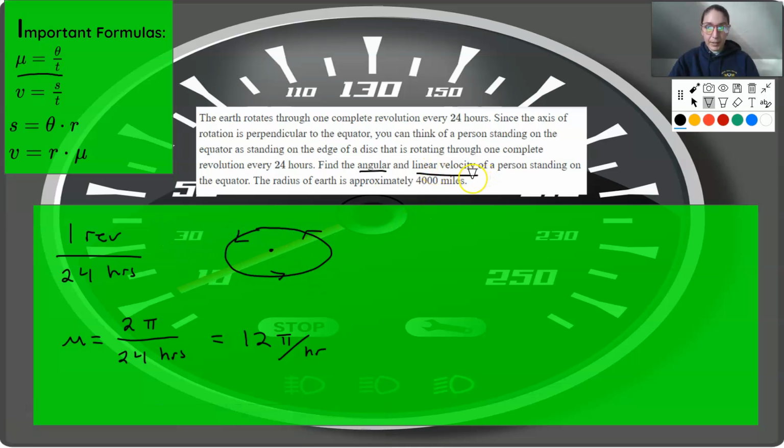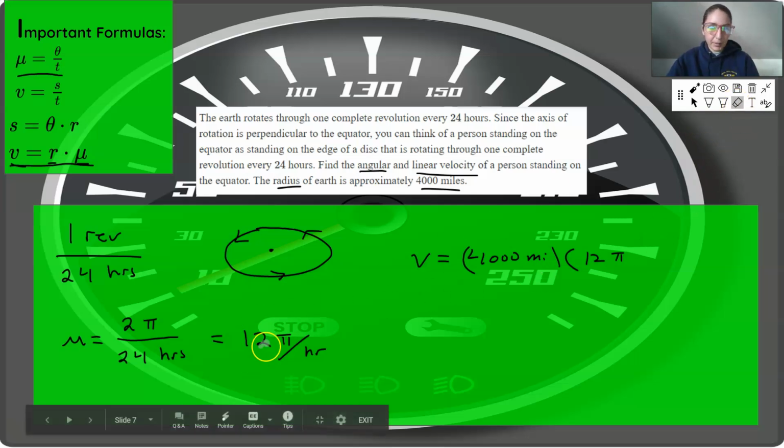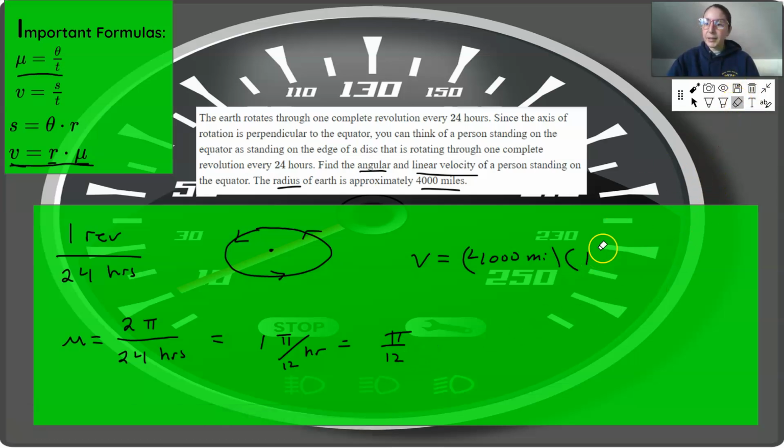And then what else do we need? We need linear velocity. What else do we have? We have the radius of the Earth, which is 4,000 miles. So I know mu and I know r, and I need to find v, so I want to use that formula there. v is equal to r times mu: r is 4,000 miles times mu. Oh, excuse me, I don't know what I was doing down here. It's not 12 pi. 2 pi over 24 is pi per 12 hours, so this is pi over 12. So this needs to be fixed: pi over 12. There we go.